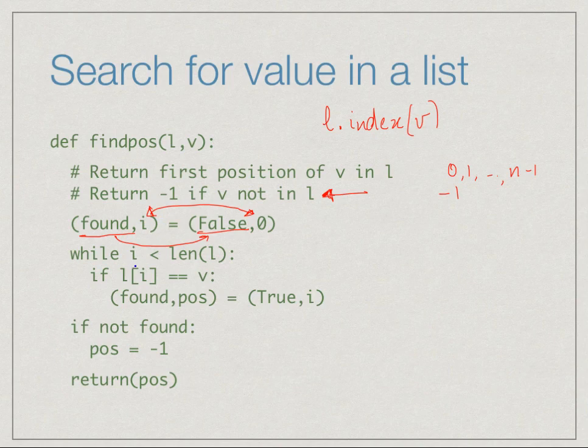So long as i is less than the length of L, if we see the value we are looking for, then we update found to be true and we mark the position where we have found it as pos. At the end of this, if we have not found the value, so found has not been set to true, that means there was no v in the list, then we will set pos to minus 1, which is the default value we indicated at the beginning. And then we return the current value of pos, which is either the value of pos we found or minus 1 because we didn't find it.